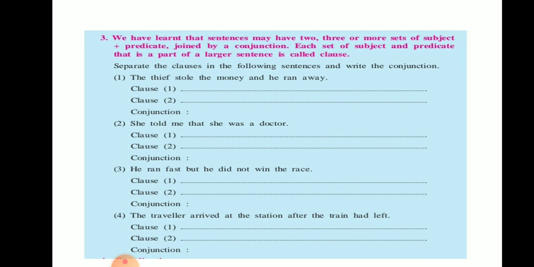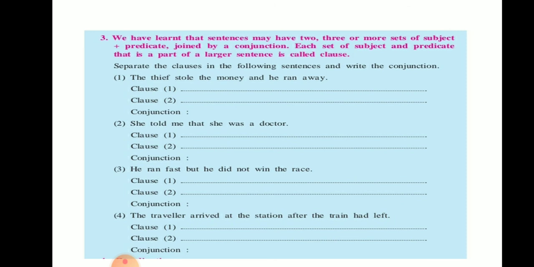Let us move on to the second one. She told me that she was a doctor. So clause number 1, she told me. Clause number 2, she was a doctor, and the conjunction is that. Number 3, he ran fast but he did not win the race. So clause number 1, he ran fast. Clause number 2, he did not win the race, and the conjunction is but. Number 4, the traveller arrived at the station after the train had left. Clause number 1, the traveller arrived at the station. Now here clause number 2 is the train had left, and the conjunction is after.